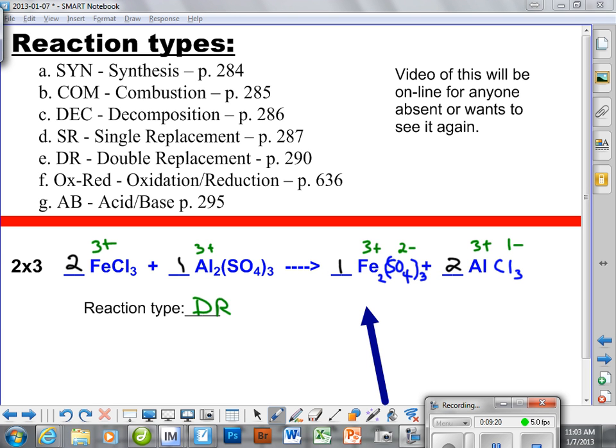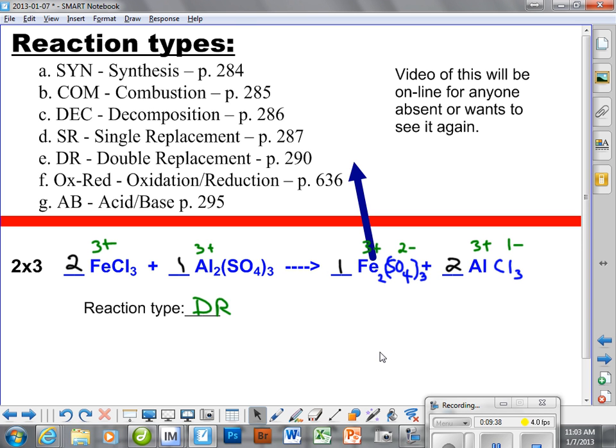Okay, one other thing, the chart for telling you how to figure out the type of reaction that you see up in this area here, this is going to be on your homework page for tonight. So let's go ahead and show you that homework page.